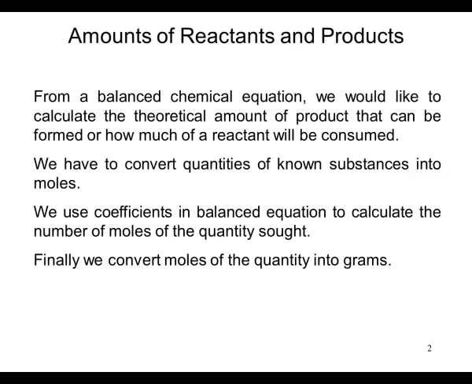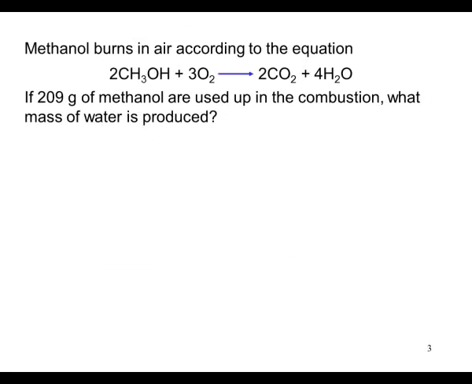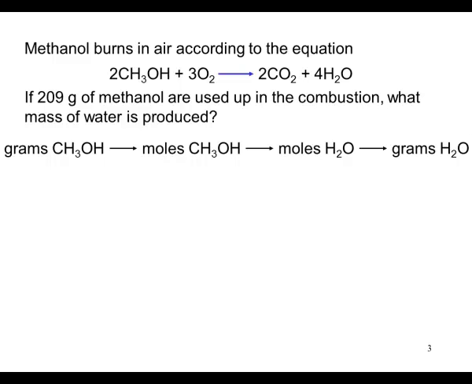Let's take a look at an example. Methanol burns in air according to the equation 2 methanol plus 3 oxygen yields 2 carbon dioxide plus 4 water. If 209 grams of methanol are used up in the combustion, what mass of water is produced? We're going to take the grams of methanol, convert it to moles, convert the moles of methanol to moles of water, and finally the moles of water to grams of water.